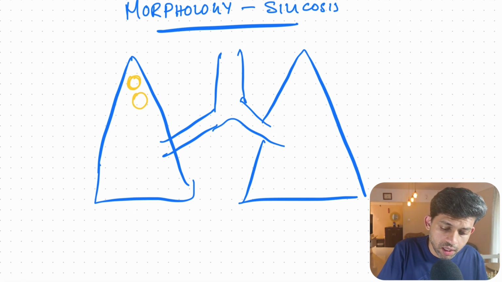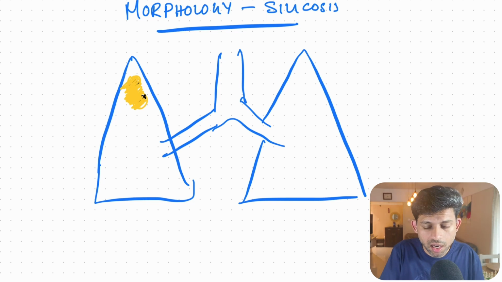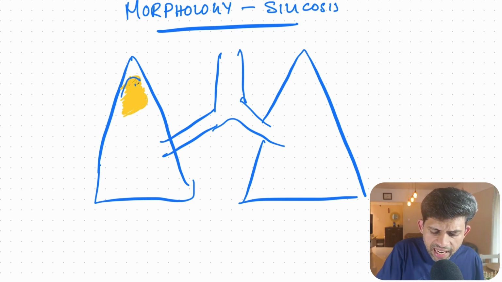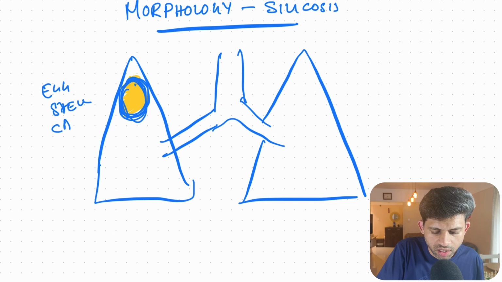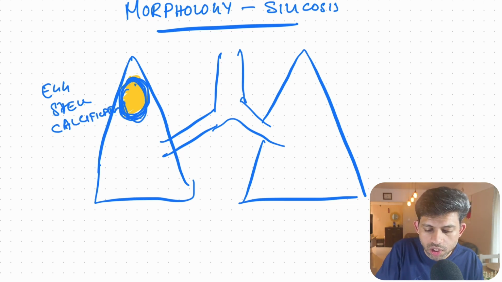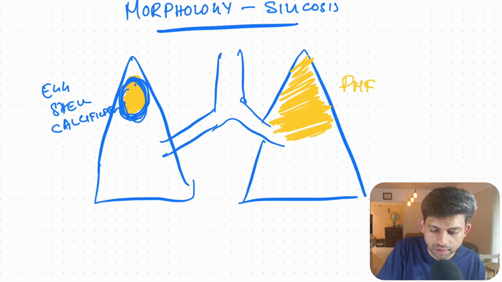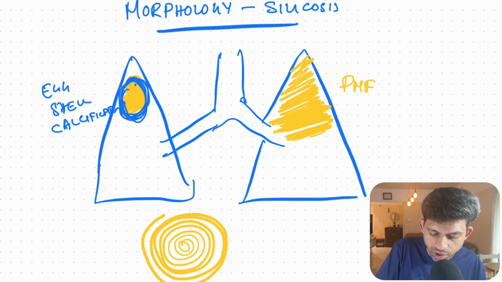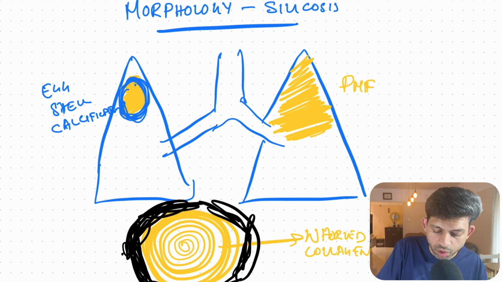If it's mixed with coal, it may be black. In the long run, with more exposure, this can coalesce into larger, hard scars. Sometimes calcification occurs around these. This is called eggshell calcification. And later on, as we saw in coal workers pneumoconiosis, this can progress into progressive massive fibrosis. And under the microscope, we see whorled collagen surrounded by silica-laden macrophages.